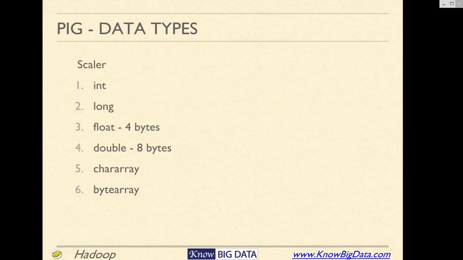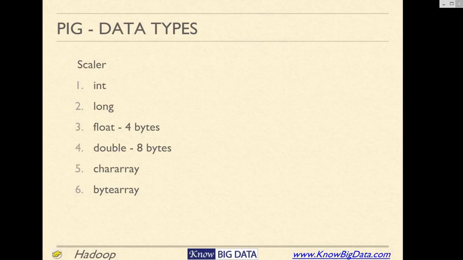Okay, quickly, Pig has some predefined data types. The simple data types are int, long, float, double, char array, byte array. What is char array? Char array is essentially an array of characters. So it is a string.